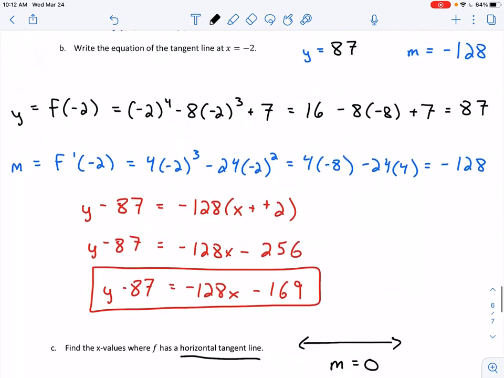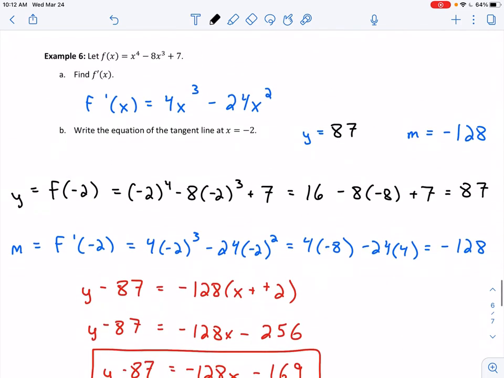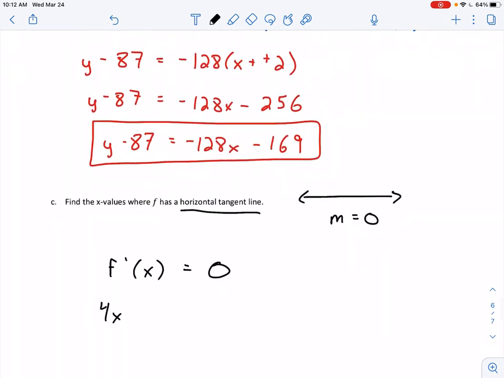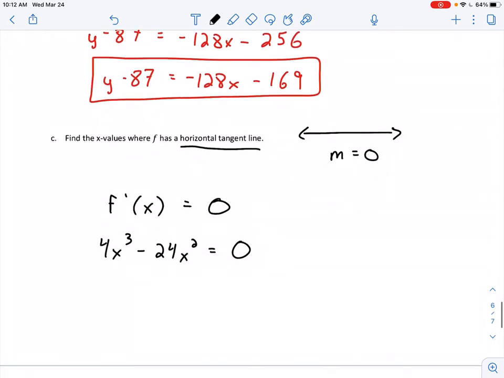So my derivative was 4x cubed minus 24x squared. I'm going to set this equal to 0 and solve for x. I think the easiest way to solve this is by factoring. So I'm going to factor out, let's do 4x squared. That'll work out nicely. And that should leave me with x minus 6 is equal to 0.